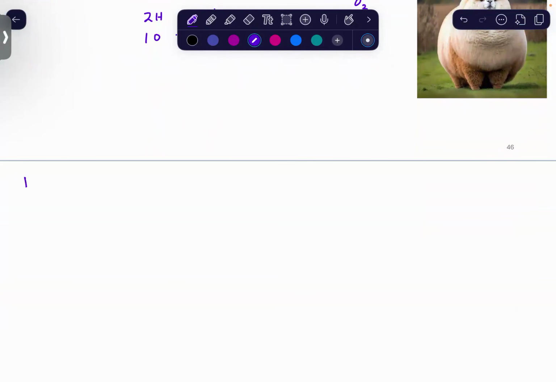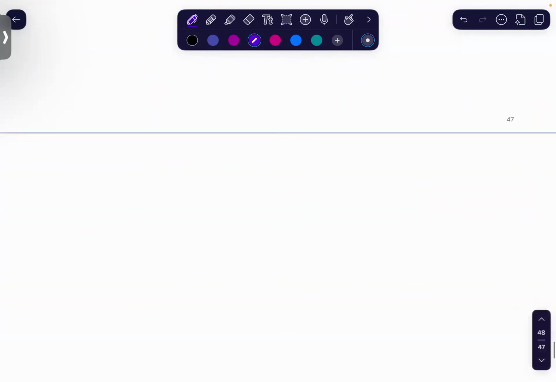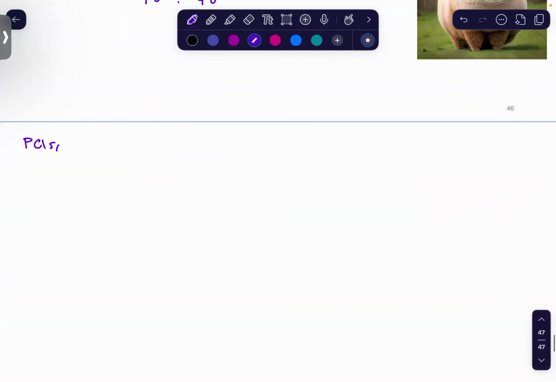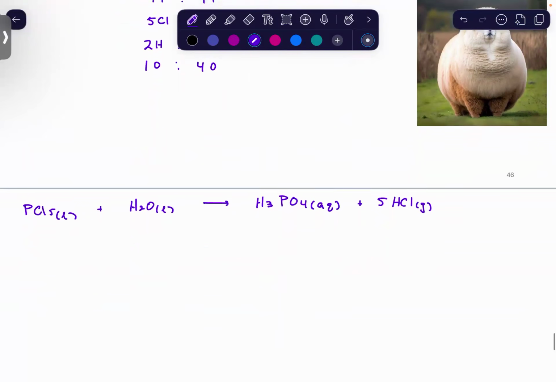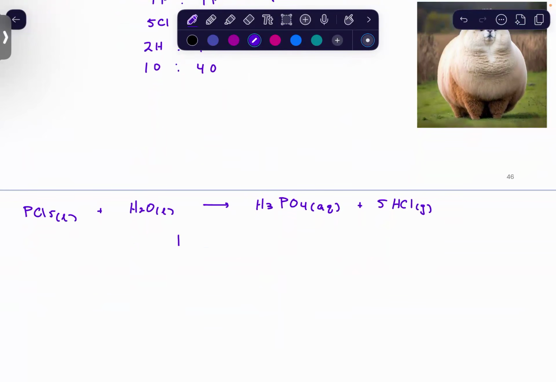I'm going to do PCl5, liquid, liquid water. Really want to leave my phosphorus alone because they are already balanced. And then I'm going to balance my chlorine by doing 5 HCl gas. All right, so let's count again. Left is 1 phosphorus, right is 1 phosphorus. Left is 5 chlorines, right is 5 chlorines.